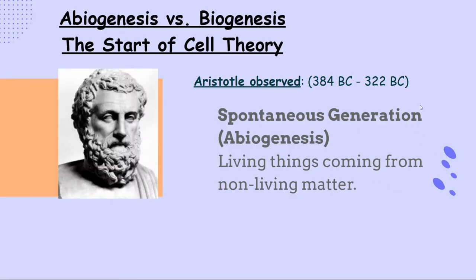Now that we've covered what is living and what is non-living, let's talk about how the idea of living and non-living came around. So this is abiogenesis versus biogenesis, or the start of cell theory. A long time ago, 384 BC to 322 BC, Aristotle, one of the main players in everything we talk about, essentially said spontaneous generation occurs. Spontaneous generation means abiogenesis. It means that living things come from non-living matter.